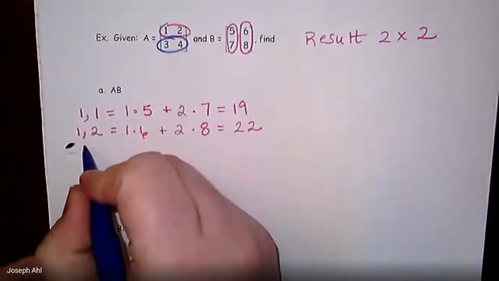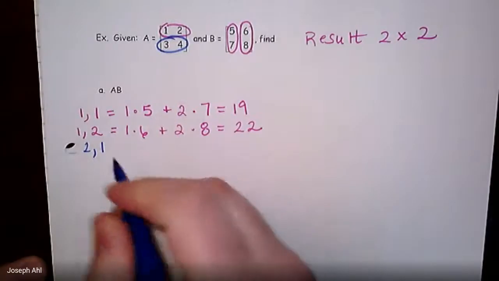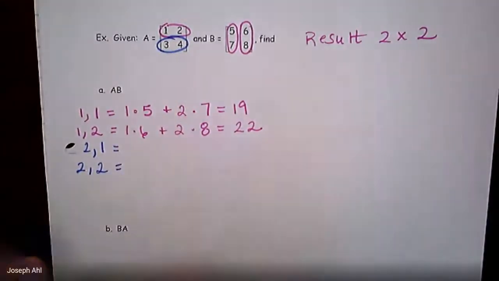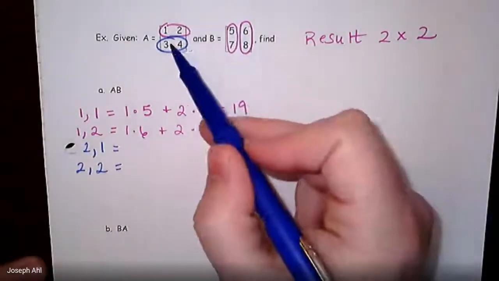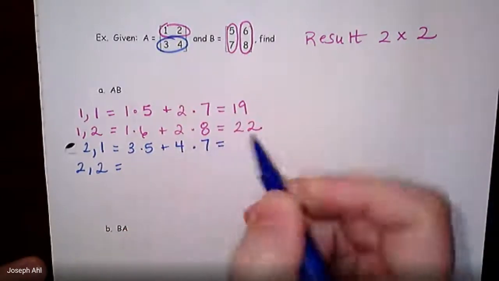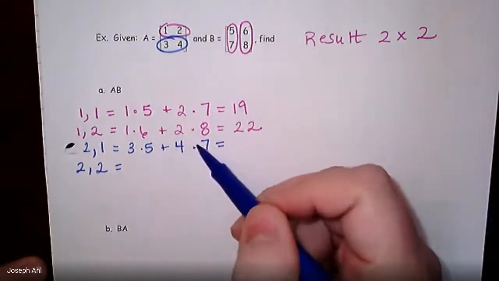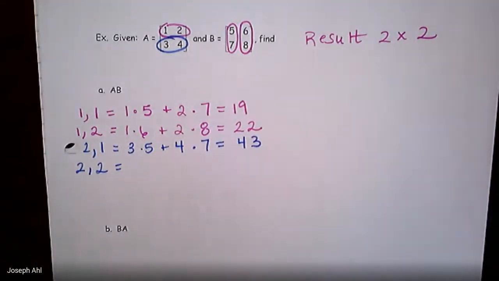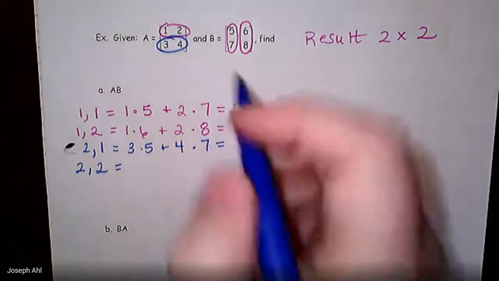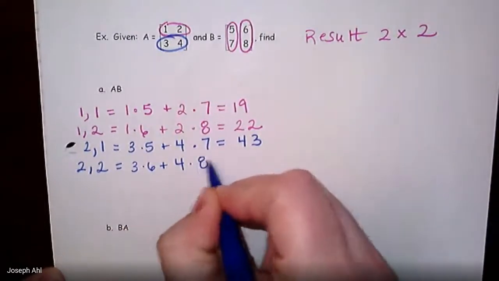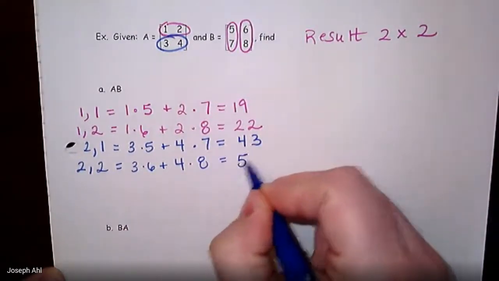All right. Lastly, you have to do that same process with the second row. So now take the second row of matrix A, multiply by the first column, and do the same thing with the second row and the second column. Compute those inner products. So row 2 in column 1 would be 3 times 5 plus 4 times 7. And if I add 15 and 28, that should be 43. And for the last inner product there, it would be second row, second column, 3 times 6 plus 4 times 8. And 18 and 32 is a total of 50.